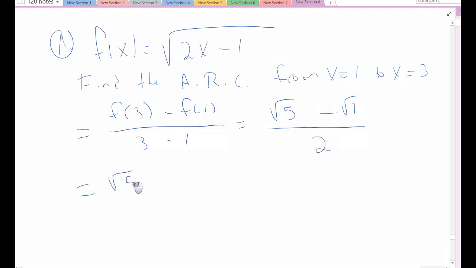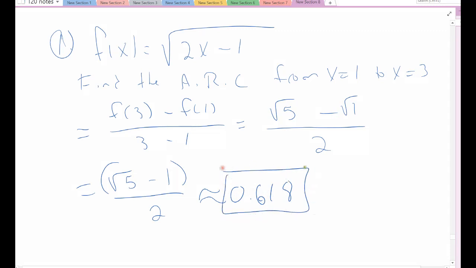And so I have square root of 5 minus 1 over 2, and I'm just going to find the approximate value, and I'm going to type that in the calculator. Be careful: put parentheses around the square root of 5 minus 1, because that's the order of operations you have to do first. Then you divide by 2, so put parentheses there too. The average rate of change comes out to 0.618 if I round to 3 decimal places. So it's growing, on average, by 0.618 units per change in x between 1 and 3.